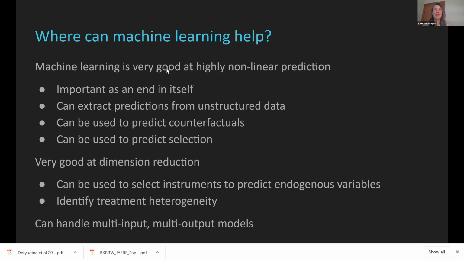And I assume Stefan, who's going to be talking after me, has done a lot of work in that area. So I'm going to talk about an example and leave the gory details to him. And lastly, again, machine learning can handle these multi-input, multi-output models.